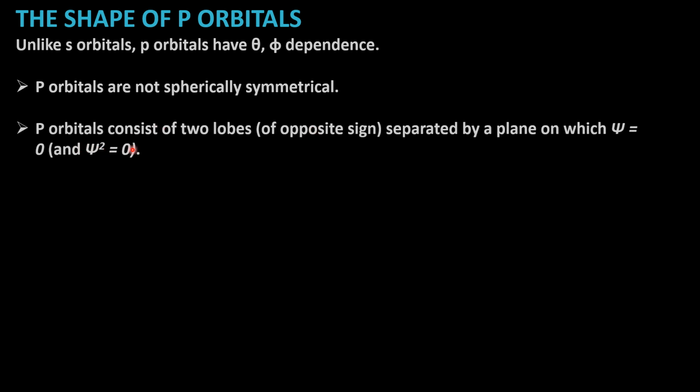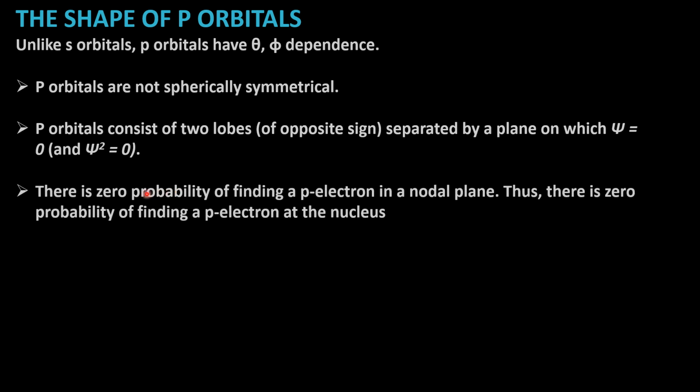So the p orbital consists of two lobes of opposite sign. One is of positive sign and the other is negative, and these are separated by a nodal plane on which psi, the wave function amplitude, is equal to 0. So for the shape of the p orbital, there is zero probability of finding the p electron in a nodal plane. Whenever there is a nodal plane, there will be no probability of finding the electrons. Above and below the nodal plane you have the two lobes of opposite sign for the p orbital.